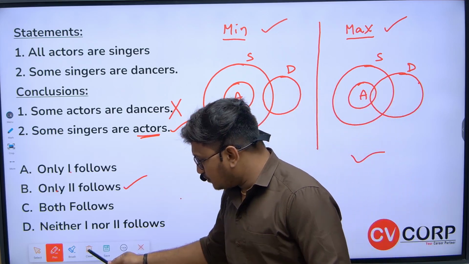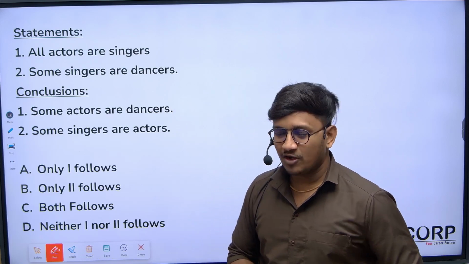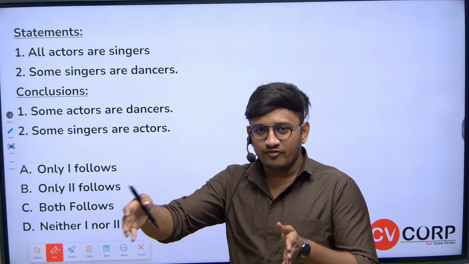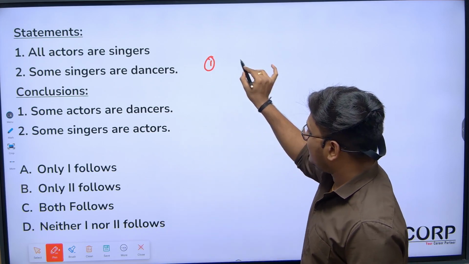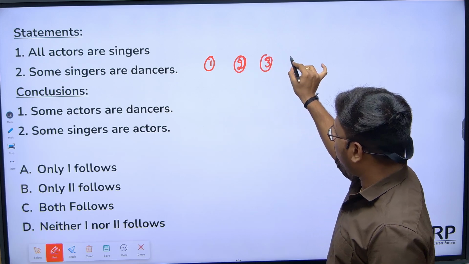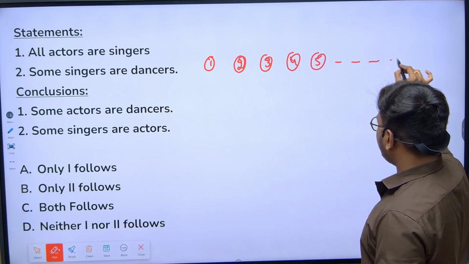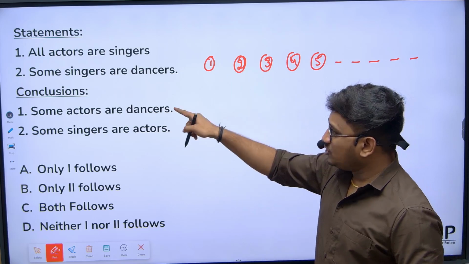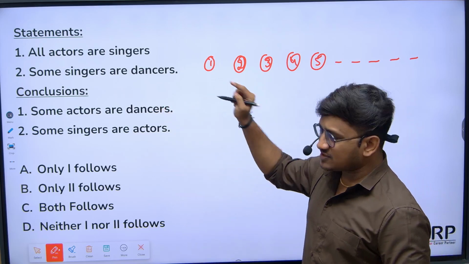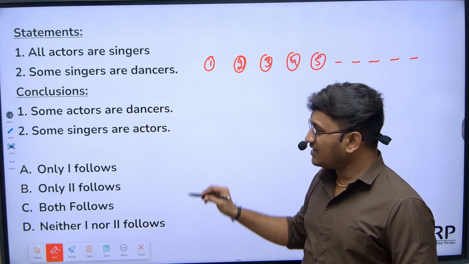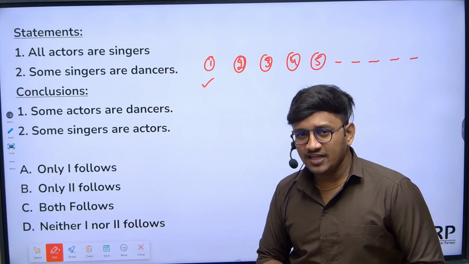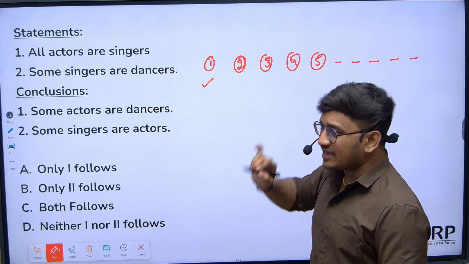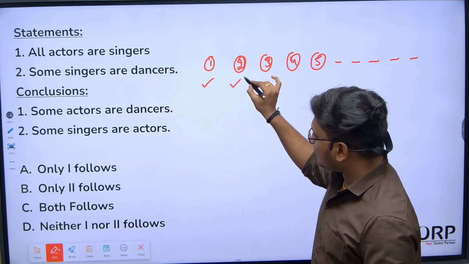Now let me give you a smart approach to understand the logic. Let's say, as I said, you have a total of 100 possibilities of Venn diagrams: the first one, second one, third one, fourth one, fifth, and so on. Now say you take the conclusion and cross check with the first diagram. This diagram says the conclusion is correct. Now you go to the second diagram and cross check, and the second diagram also says the conclusion is correct.